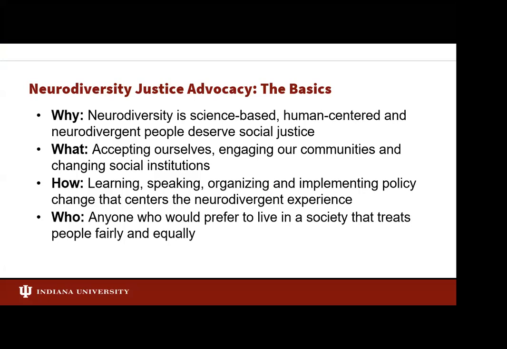But what is social justice? Social justice means that we deserve to live in a society that treats us like equals and that values our skills and contributions, that validates our abilities and life experiences. That's what social justice means. It means living in a society that is made for our needs too. Now, who can be a neurodiversity justice advocate? A neurodiversity justice advocate is anyone who speaks or acts on our behalf to society, on behalf of neurodivergent people.